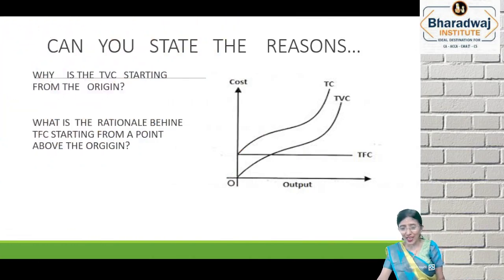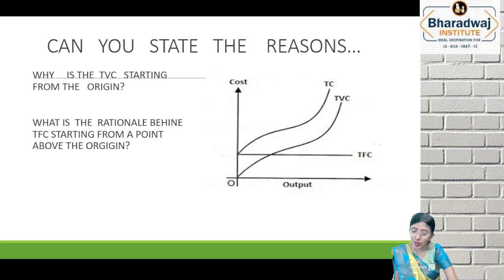Okay. Now, can you state the reasons for the two questions I've asked based on this graph? Why is the TVC starting from the origin? The second one is, what is the rationale behind the TFC starting from above the origin? Quite possible questions, two questions. The answers are obvious.